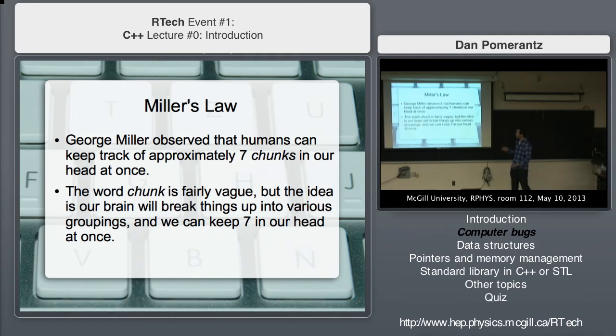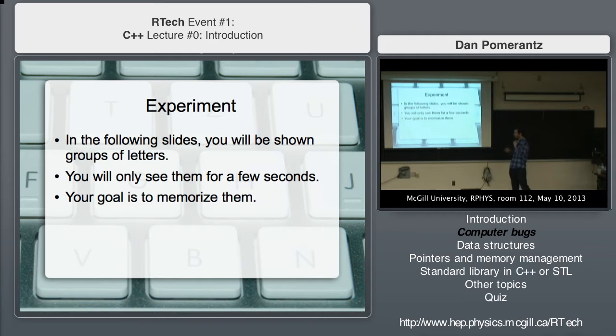So I have a little example just to demonstrate this. In the following slides, I'm going to show you a couple of different letters. I'm going to show them to you for only a couple of seconds, and I want you to try to memorize them. So this is basically testing Miller's Law. What we're going to try to do is see whether we can keep track of all these letters in our head at the same exact time. We're going to see if you can actually memorize this.